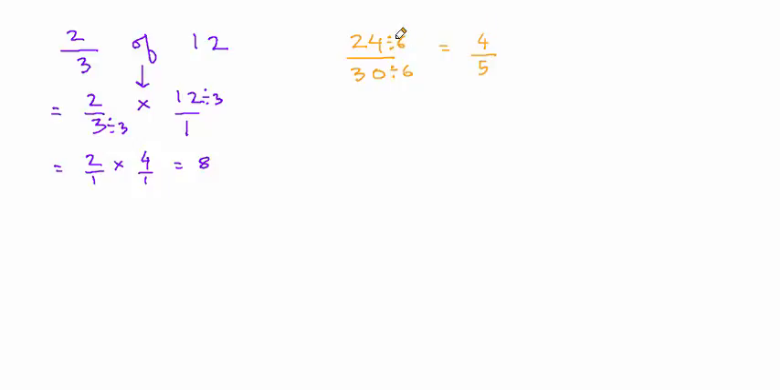You may have picked a number lower than 6 to divide 24 and 30, maybe a 2 or a 3. You would have got the same answer, 4/5, for the simplest form of the fraction, but that might have taken you a couple of extra steps. Let's look at a few word problems now.